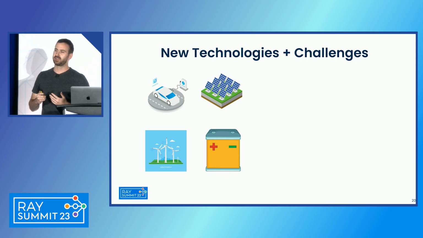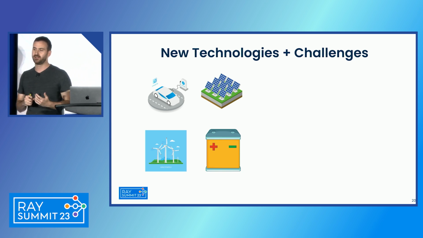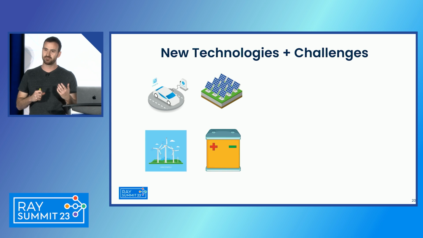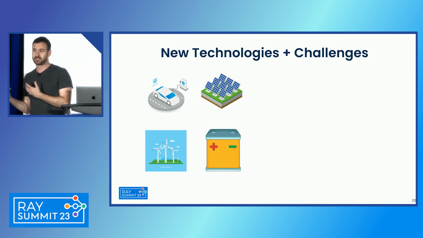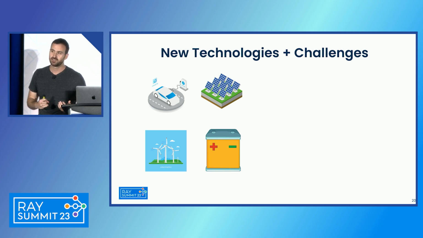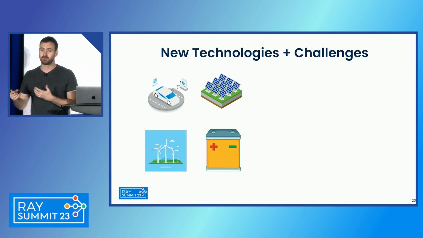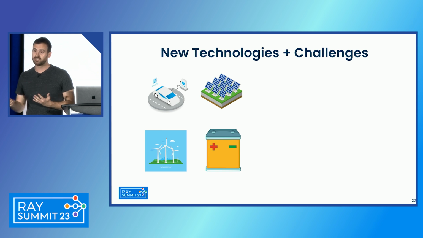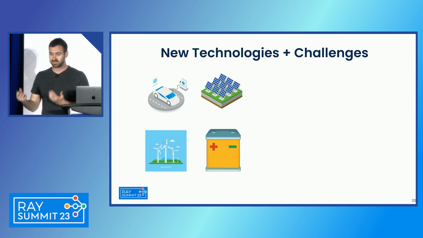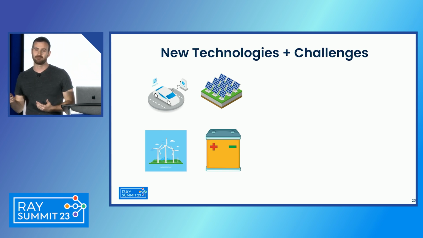Recently, this planning process has become even more complicated because we have all these exciting new technologies like renewable energy, like solar and wind, as well as electric vehicles and battery technology, which are all awesome because they don't emit any carbon, but they're more challenging because they're distributed and time varying.